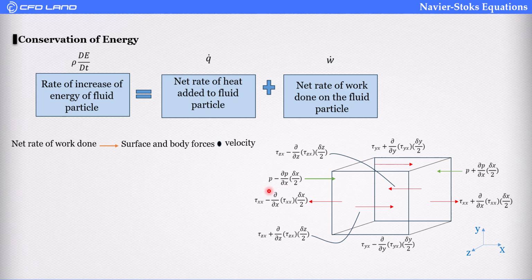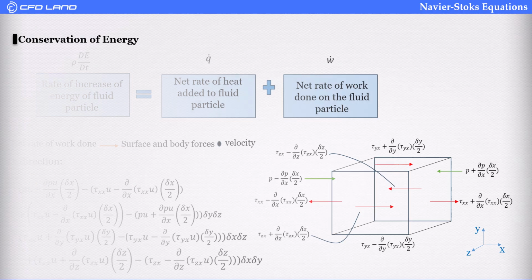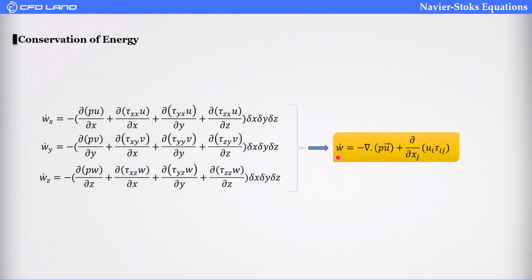So we have forces acting on the surfaces of our fluid element and on its body. If we write these forces times velocity, for x direction we have, as you can see here, and if we write for y direction and z direction and simplify, we will have W dot equals minus gradient dot pu plus partial xj ui tau ij. And this is the work done on the particle.